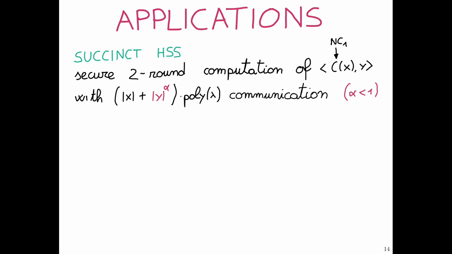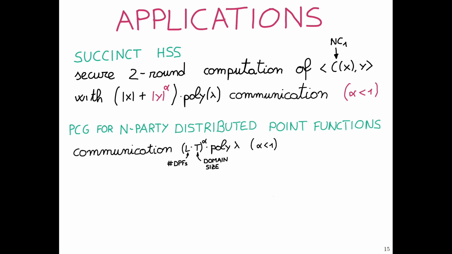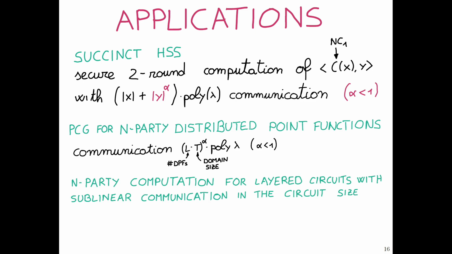We can compute the inner product C of X with Y, while only sending data proportional to the length of X and sublinear in the length of Y. We then use succinct HSS to build a pseudorandom correlation generator for n-party distributed point functions, or DPFs, of cost sublinear in both the DPF size and the number of DPFs to generate.